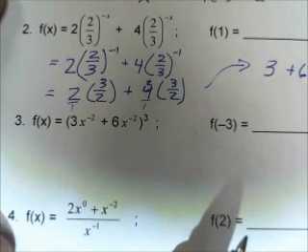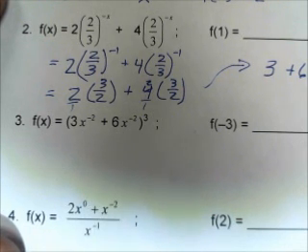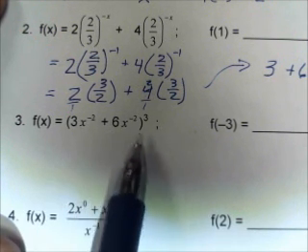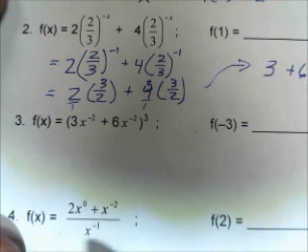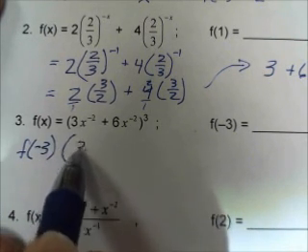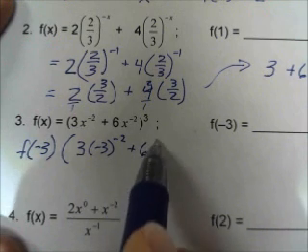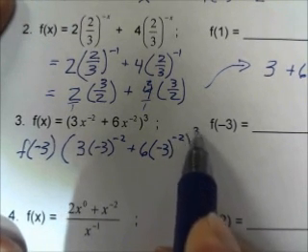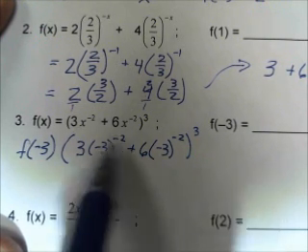Number 3, we have f of x equals 3x to the negative 2 plus 6x to the negative 2. We can't do any combining there at all. And then the whole thing raised to the third. And we want to evaluate f of negative 3. So let's go to our function, replace our x's with negative 3. This is a toughie, all right?